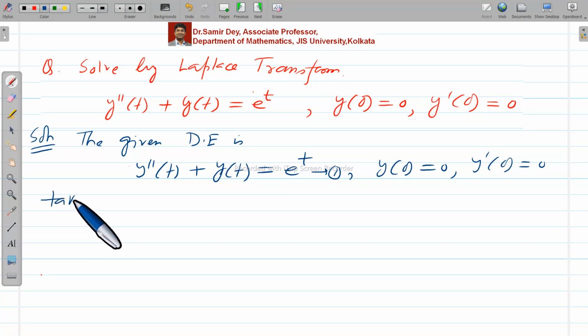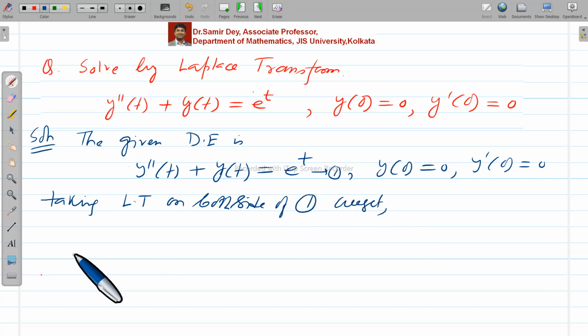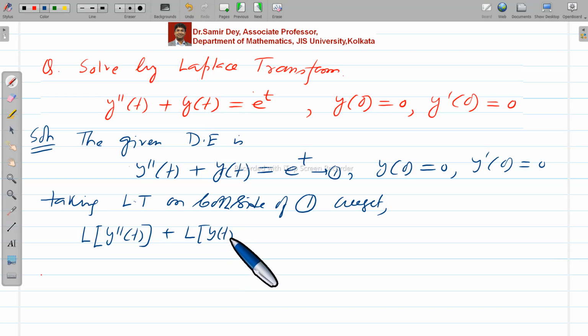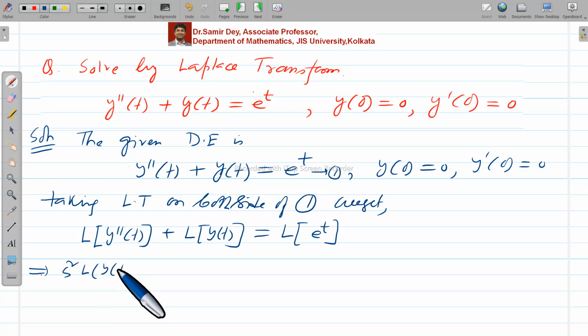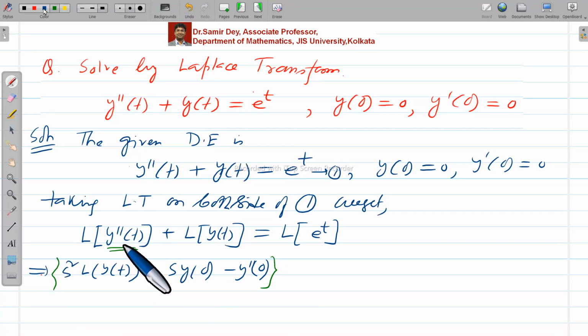Now we write down, taking Laplace transform on both sides of 1 we get L of y double dash t plus L of y t is equal to L of e to the power t. So from here you already know the derivative formula, s square L of y t minus s y0 minus y dash 0. Okay, so this portion is coming from only this part. Now L of y t, and L of e to the power t is coming 1 by s minus 1.